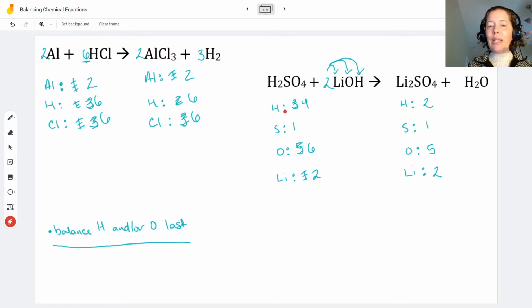Okay, so at this point, I have 4 hydrogens on my reactant side and 2 on my product side. Okay, so just looking at hydrogens, I'm thinking, what if I put a 2 in front of here? But let me look at my oxygens as well. So right now I've got 6 on my reactant side and 5 on my product side. So if I put a 2 in front of here, that should actually give me 6 oxygens. So let's put a 2. And let's just count up atoms. Again, remember this 2 multiplies to the hydrogen and it multiplies to the oxygen here.